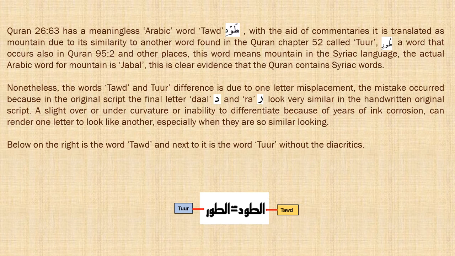Nonetheless, the difference between the words Tawd and Tur is due to only one letter misplacement. The mistake occurred because in the original script, the final letters Dal and Ra look very similar in the handwritten original script. A slight over or under curvature, or inability to differentiate the two letters because of years of ink corrosion, can render one letter to look like another, especially when they are so similar looking. Below on the right is the word Tawd, and next to it is the word Tur without the diacritics.